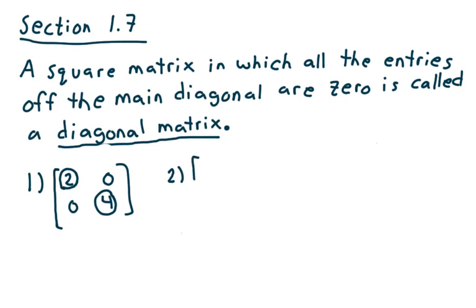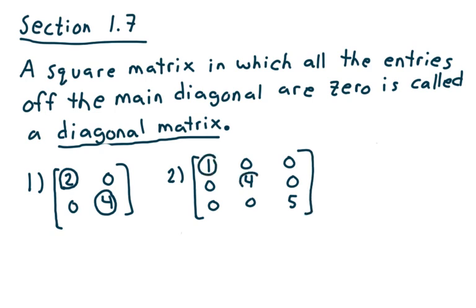Number 2. Suppose I give you the matrix 1, 0, 0, 0, 4, 0, 0, 0, 5. The entries along the main diagonal are 1, 4, and 5. But all the entries off the main diagonal are 0. And so here's another example of a diagonal matrix.